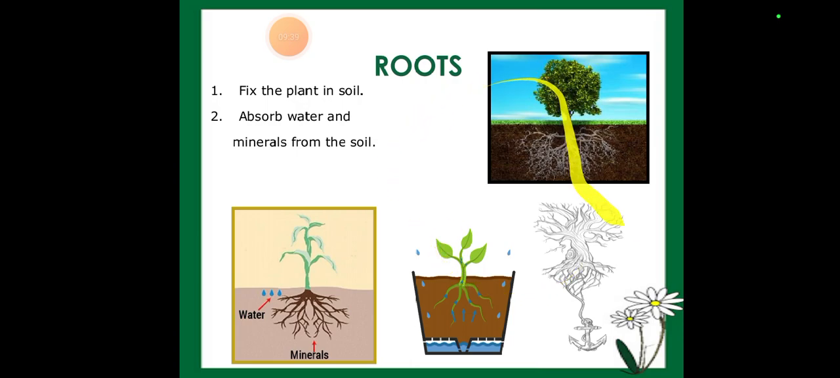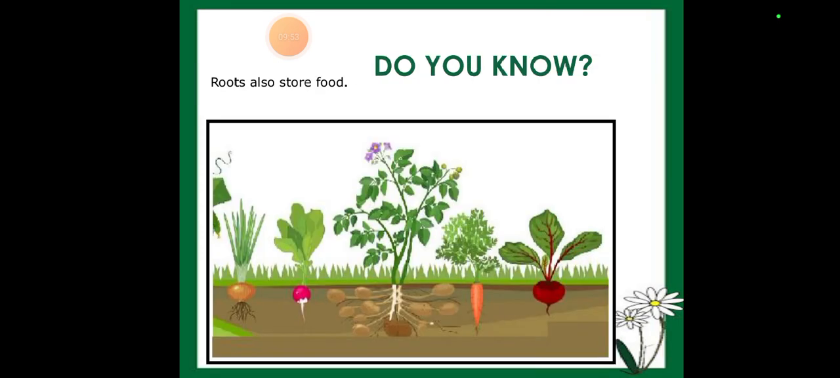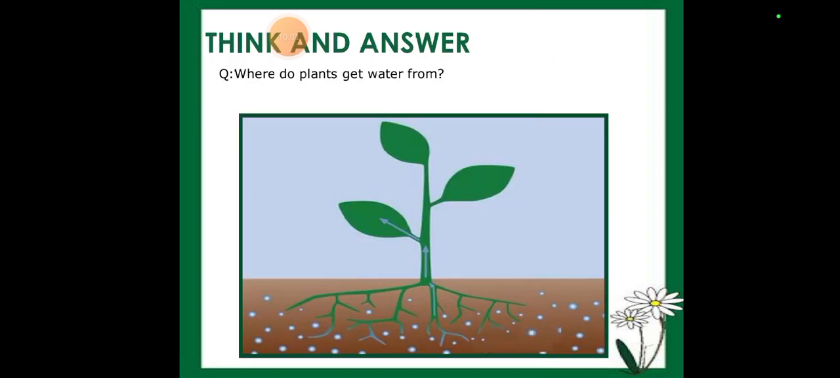So roots. What do roots do? Roots fix the plant in the soil, so they are present underground. They absorb water and minerals from the soil, the water we give to the ground, and then they fix the whole plant in the soil. Roots also store food because they are present underground. So the fruit or the food that's made, is made underground.